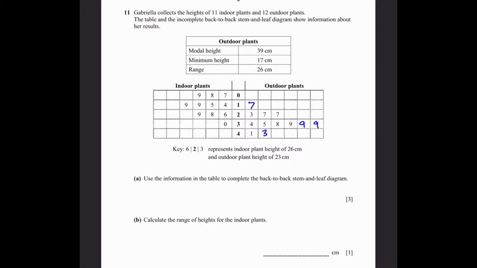Part B, calculate the range of heights for indoor plants. This is much more straightforward. The largest one is at the bottommost row, which is 30. And the smallest one will be at the innermost of the topmost row, 0, 7. 30 minus 7 is 23. That's our answer. Of course, it's in centimeters.